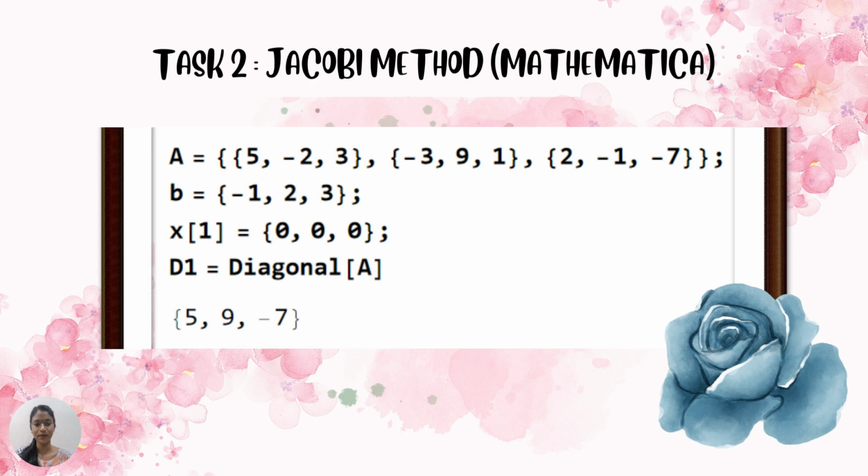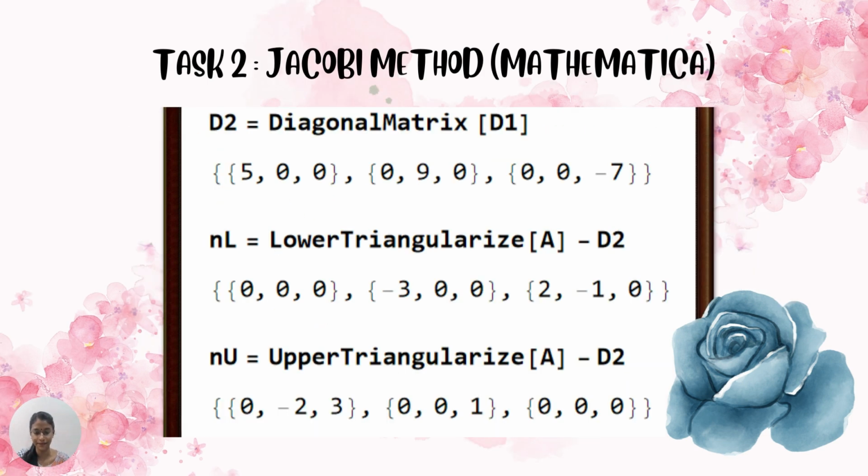Alright, so D1 is equivalent to the diagonal of matrix A. I wanted the diagonal of matrix A, which is 5, 9 and negative 7. Next, as you all can see, I've defined D2 as the diagonal matrix, and in the bracket I've put D1, whereby I want the diagonal that we found earlier in matrix form. That's the reason why I wrote this command, to obtain the diagonal in matrix form.